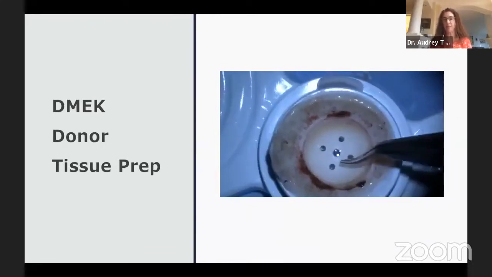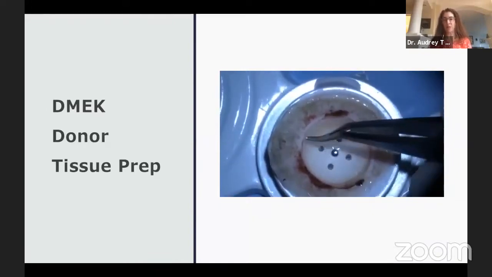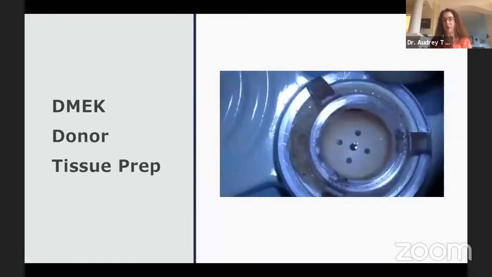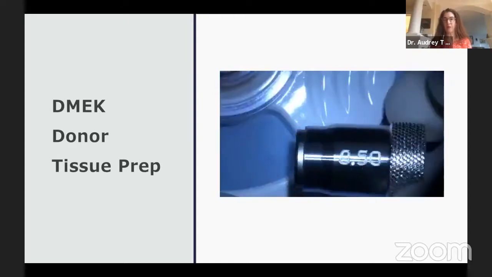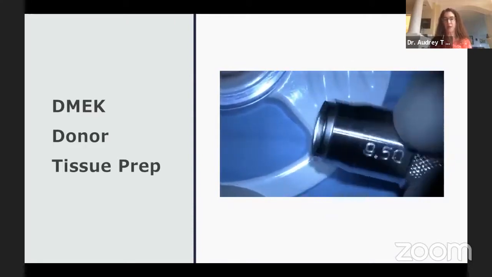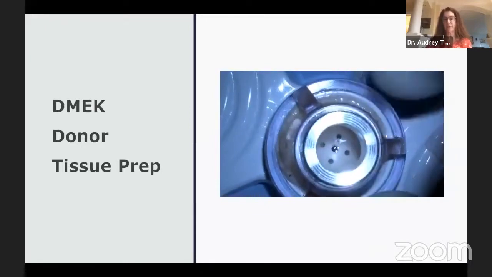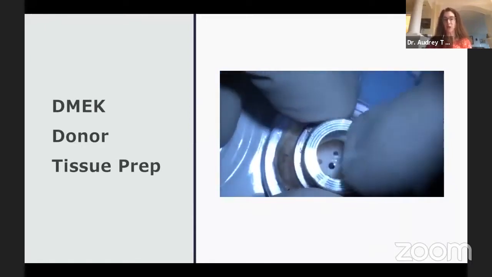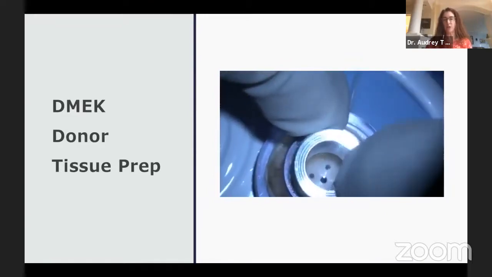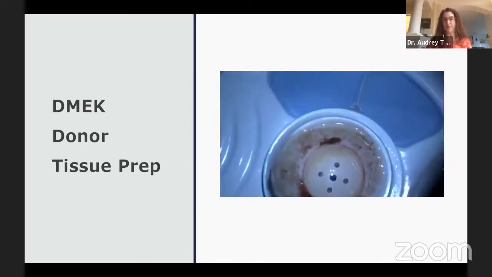So once you're happy with the centration, there are no folds in the Descemet's membrane, things are looking good, and it's oriented nicely, you then use your 9 or 9.5 millimeter trephine and trephine the cornea, which you'll see here in just a moment. Following the trephination, you want to be sure that it's even all the way around. You can do a little tapping and just be sure that you have an even cut, because you don't want to be cut in some areas and not the others.